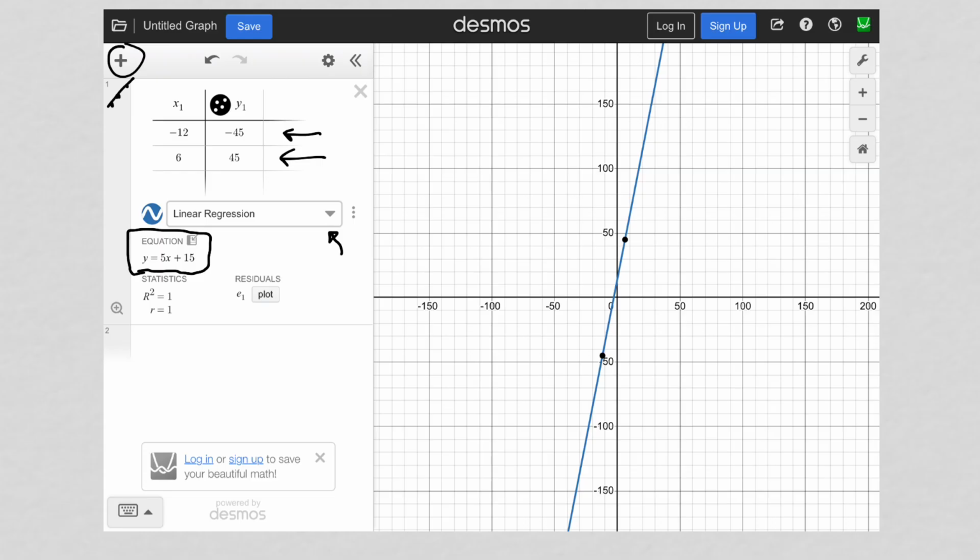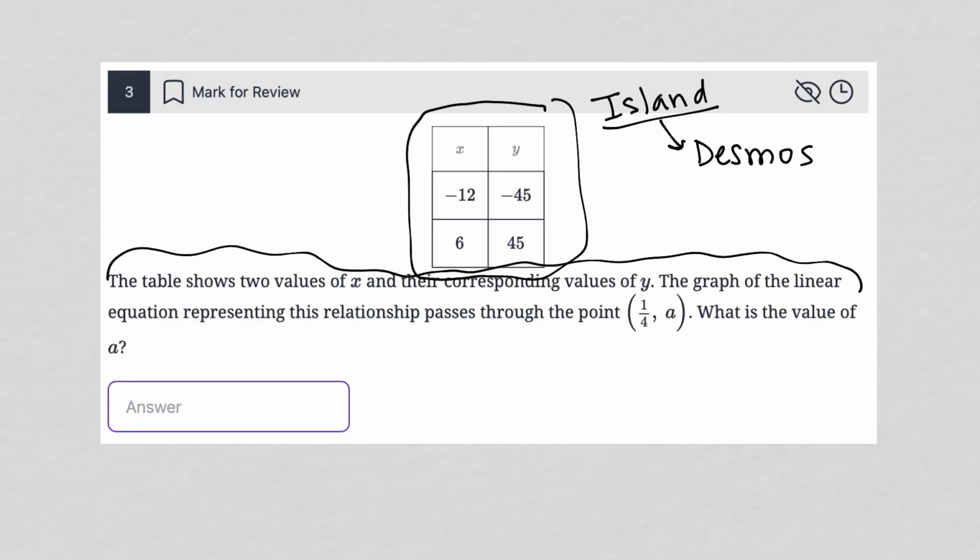It provides that for you. So all of that I get out of simply going straight to Desmos and plugging in the information from the table. Then I go back and read the actual question. It says the table shows two values of x and their corresponding values of y. The graph of the linear equation, very important, it does tell us that it's linear, so we don't need to look for it to be anything other than linear.